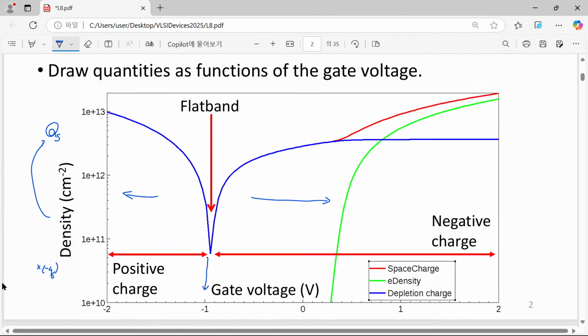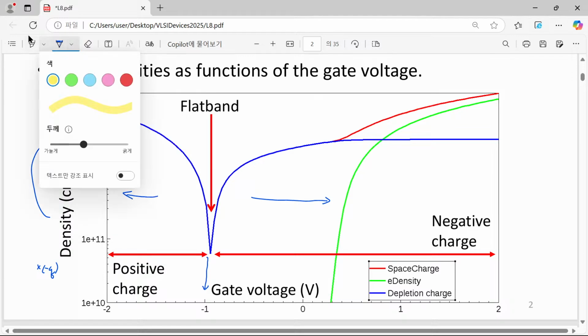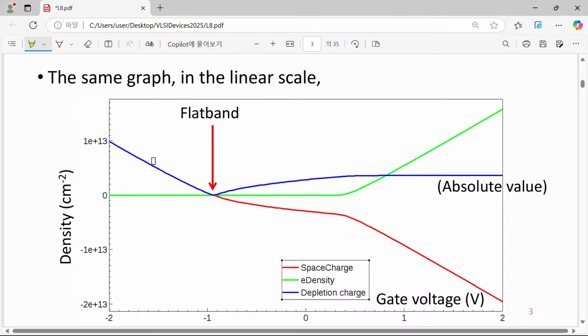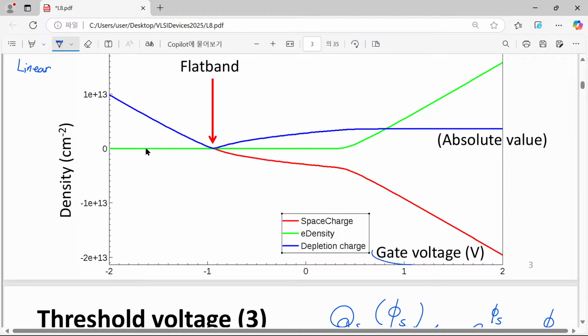But the overall behavior of our charge density, collected charge density as a function of gate voltage, is not that linear. Please note that this is just a semi-logarithmic scale. So it means that up to this point, it is very difficult to see a meaningful number of electrons. So let me go to the more detailed graph written in linear scale. Now this is linear in density, and the x-axis is also gate voltage.